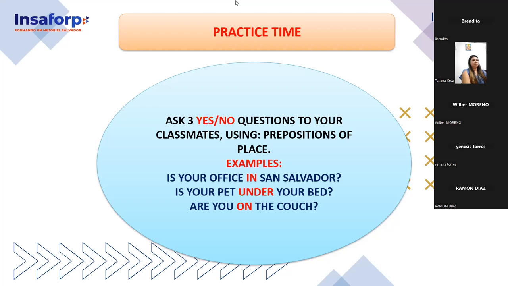Is you working in San Salvador? Is you or are you? Is your. De primera persona sería, en segunda persona, are you. Perdón. Are you working in San Salvador? No, my work is not in San Salvador. It's in la zona oriental. Okay, that's in the Midwest.